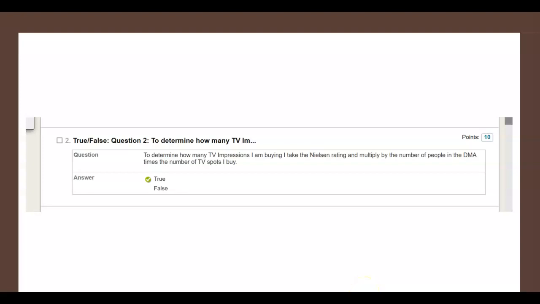So, just what I just talked about. To determine how many TV impressions I'm buying, I take the Nielsen rating, which is a percent, like a reach, and multiply by the number of people in the DMA times the number of TV spots I buy, and that's correct. I buy one spot with a 6% rating, so I'm reaching 6% of the total DMA. I buy one spot with a 10% rating, I'm reaching 10% of the DMA. So that's 6% of the DMA plus 10% of the DMA equals how many impressions?